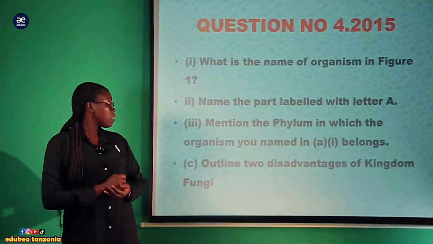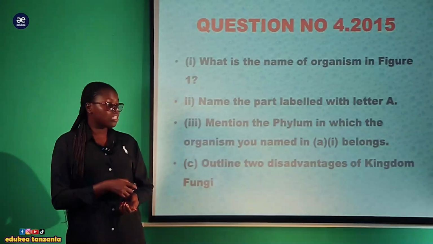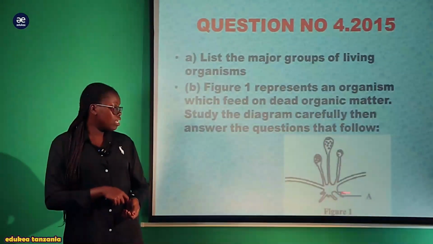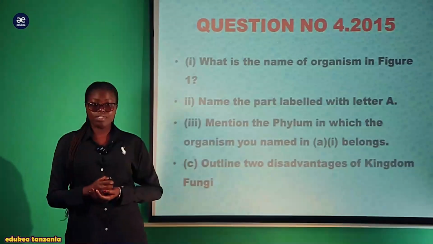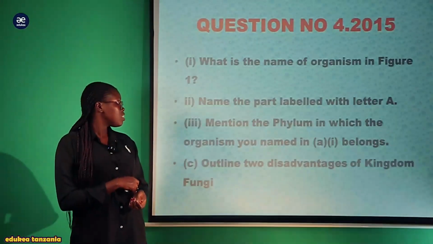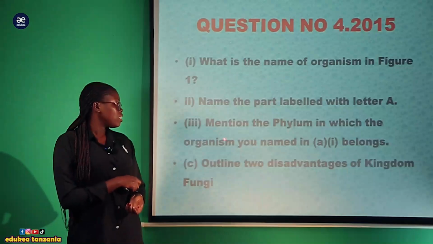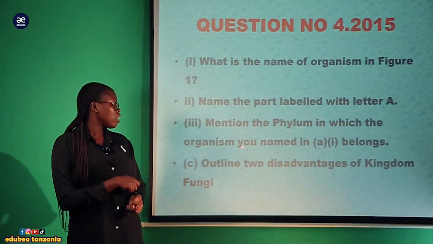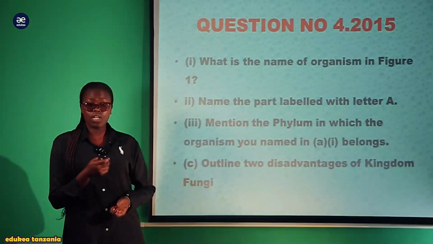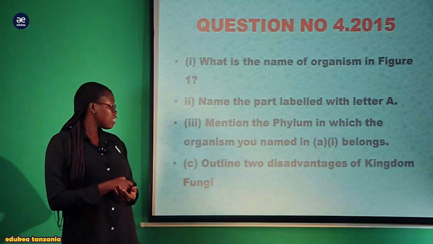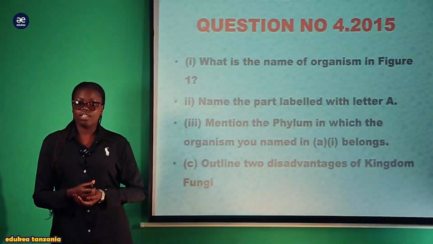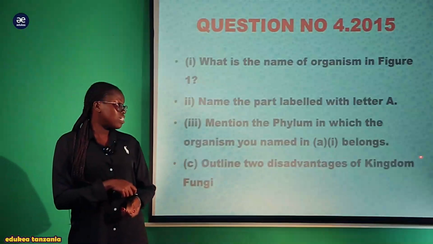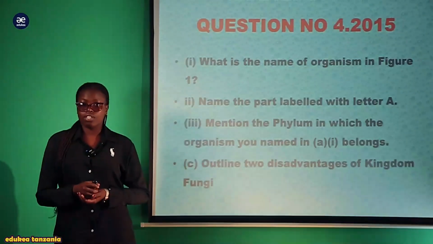The question, Roman 2: name the part labelled with the letter A. What does it represent? Also, question number 4, Roman 3: mention the phylum to which the organism you named in A belongs. And the last one: outline 2 disadvantages of the kingdom fungi.